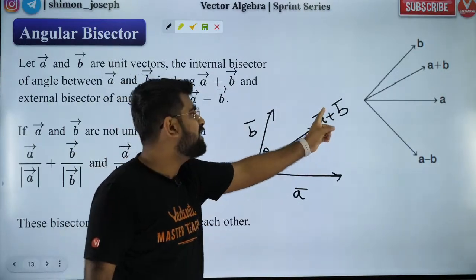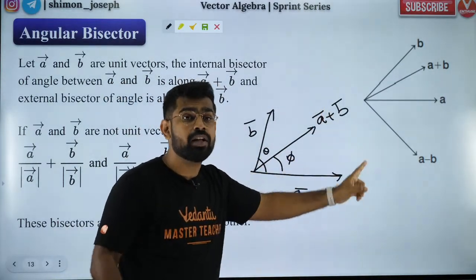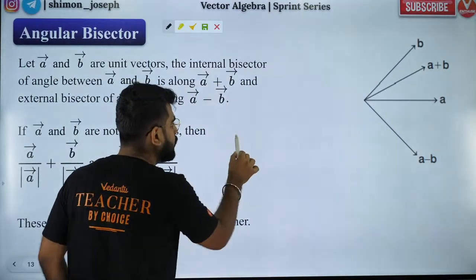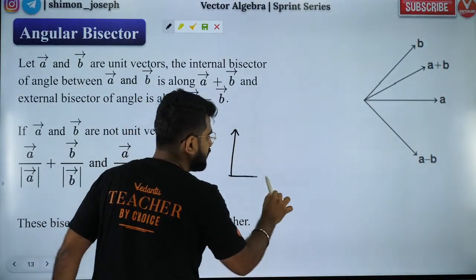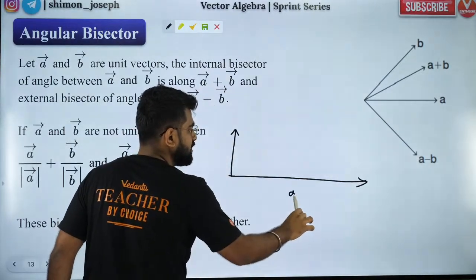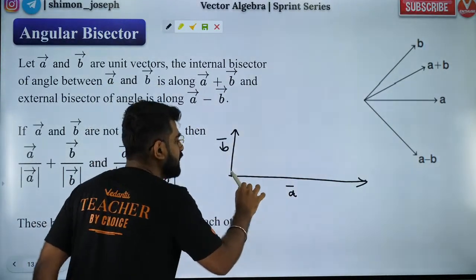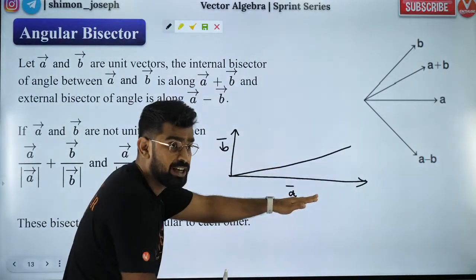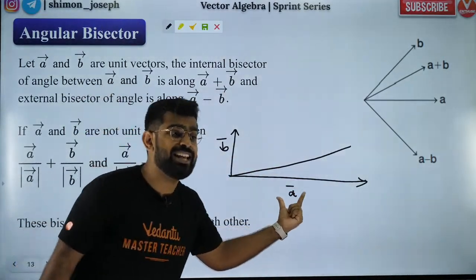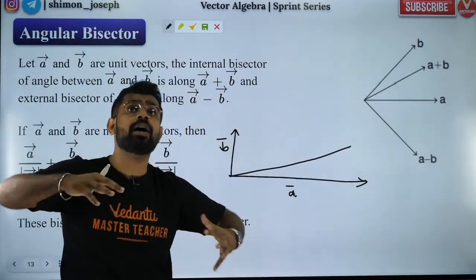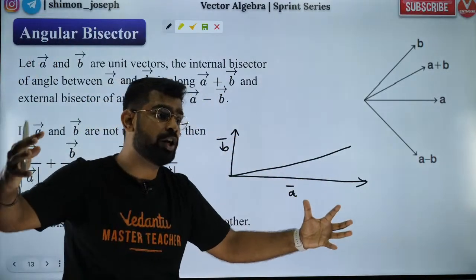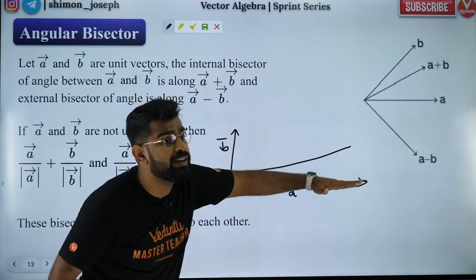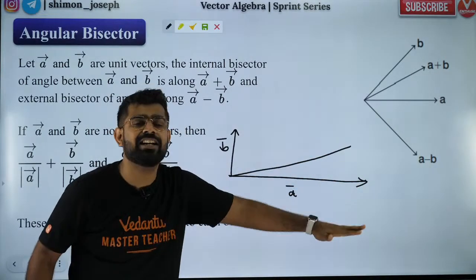Why, sir? Why can this not be the angle bisector? Because, my dear boys and girls, here I drew A and B equal. But let's say you have the B vector like this and the A vector like this. Now what will be the resultant A plus B? The resultant A plus B will be like this. It will be more towards A. Why more towards A? Because A is a bigger vector. A is a higher magnitude vector. So your diagonal, which is your resultant, will bend towards whatever is higher in magnitude.